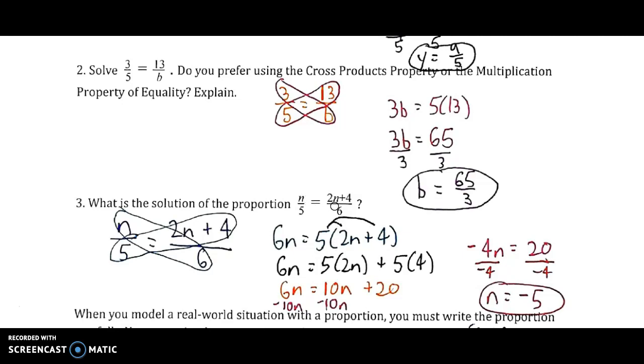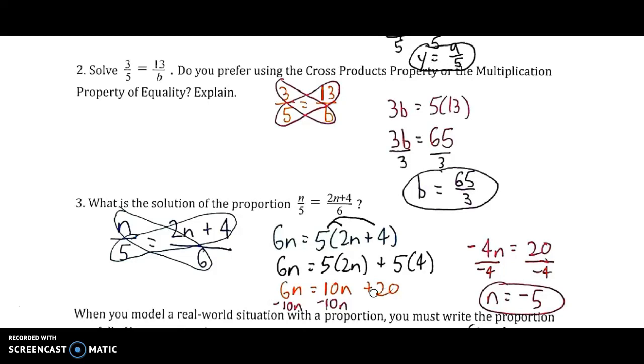So 6n is easy enough, but when I multiply 5 times that numerator, I got to make sure that numerator stays in parentheses because what we're going to have to do is distribute the 5. So if I take that 5 times the first term, 5 times 2n is going to make 10n. And also if I distribute the second term, 5 times 4 is going to make that a 20. So want to make sure that we have a 20 there, not just 10n plus 4.